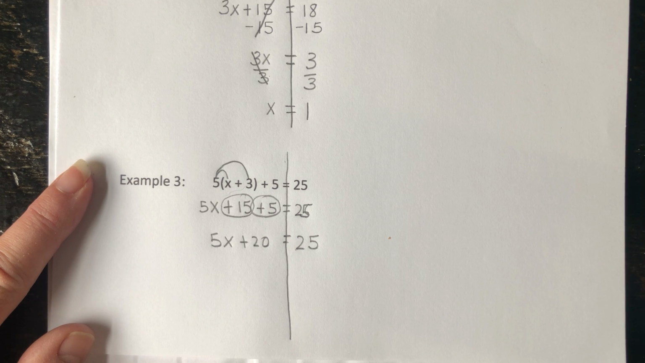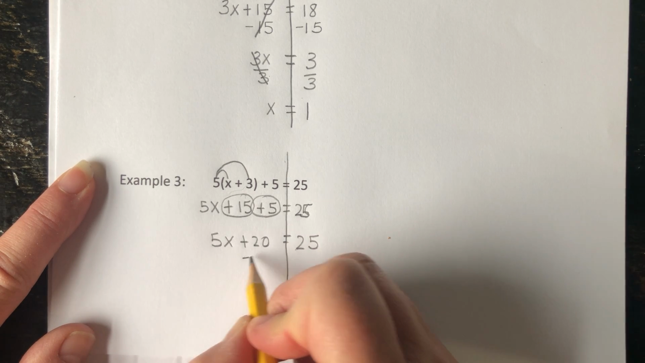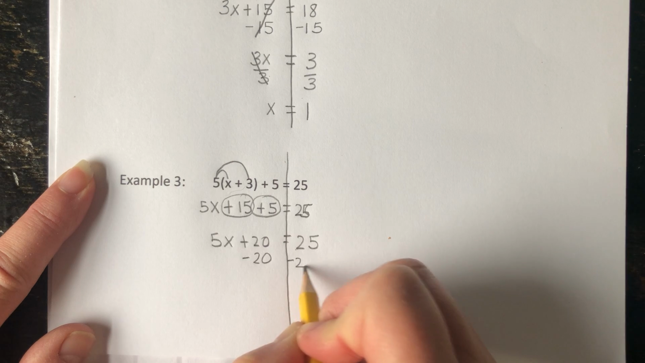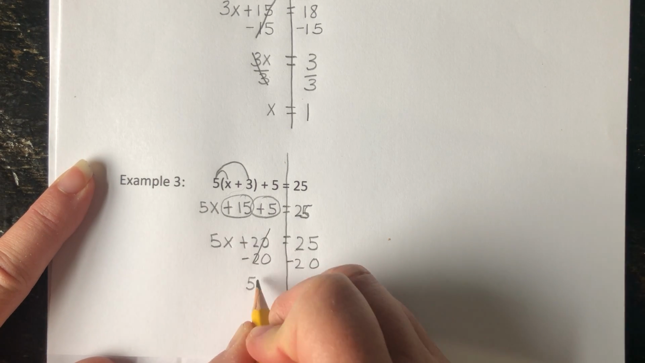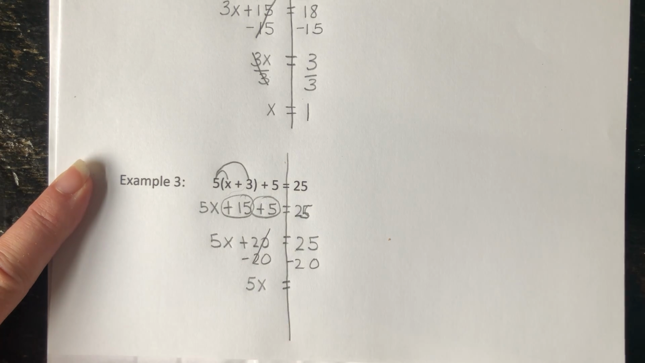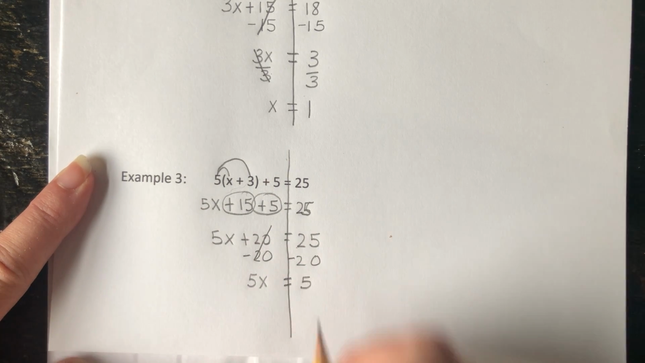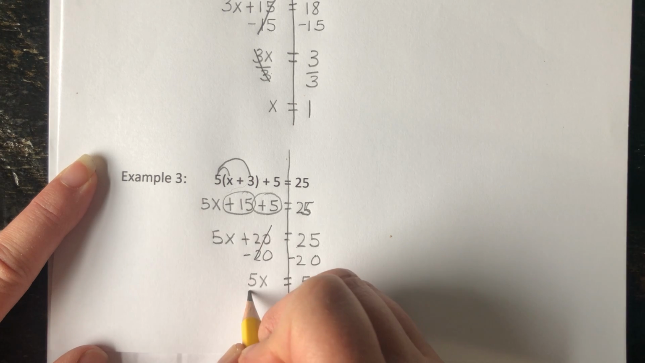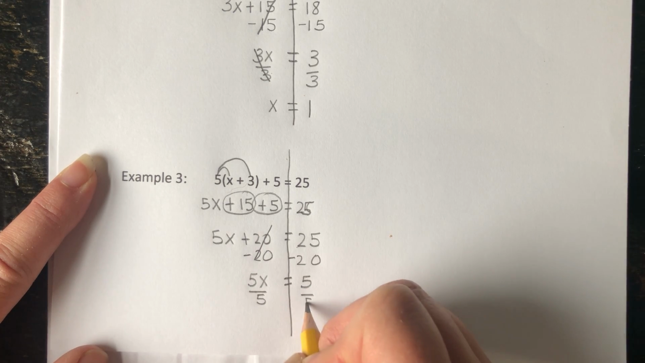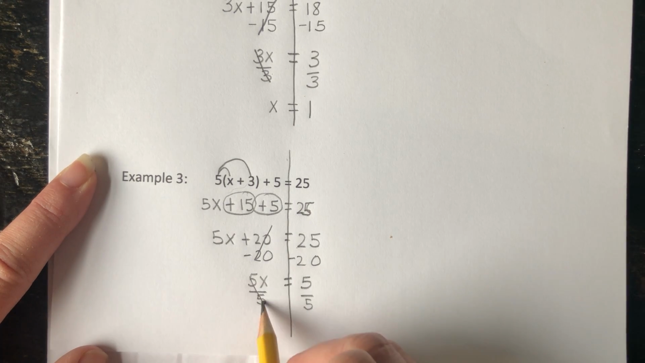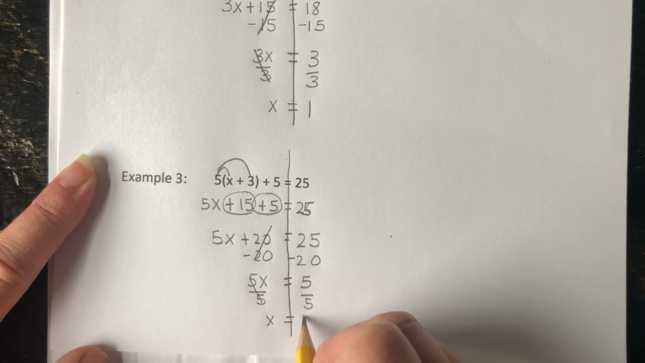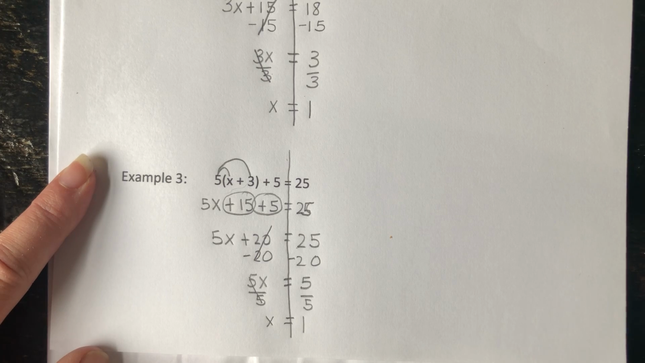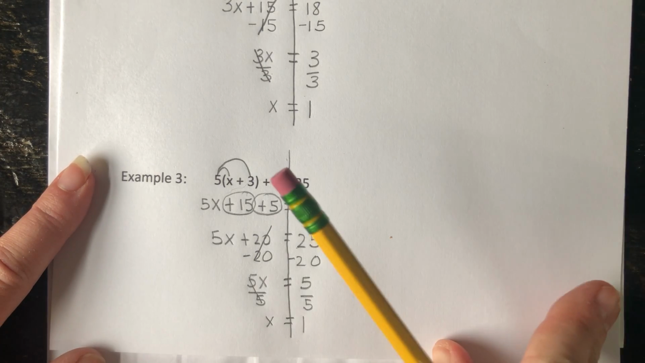Okay, I'm going to go ahead and subtract the 20 on each side. The 20s will cancel. I'm left with 5x on this side equals 25 minus 20 is 5. Last step is divide by 5. 5s will cancel here. X equals 5 divided by 5 is 1 again. Okay, let's look at 2 more examples together.